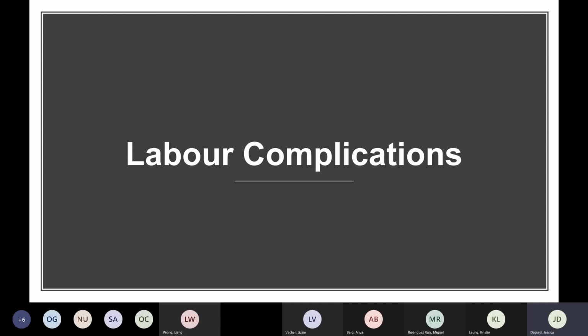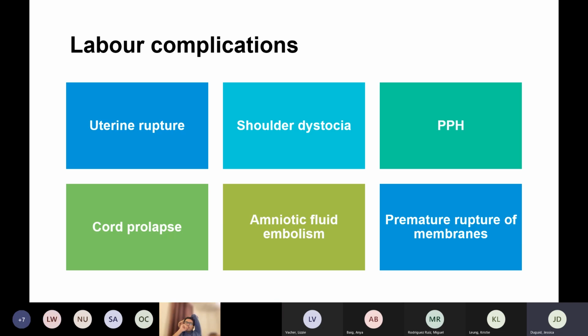And then at the end I have a little bit on methods of induction, because that's something that people have asked for. Okay, so anyone think of any complications of labour? Pop them in the chat or feel free to turn your mic on.